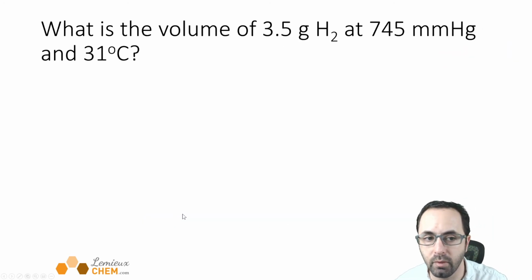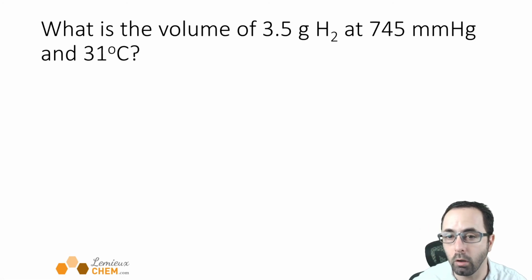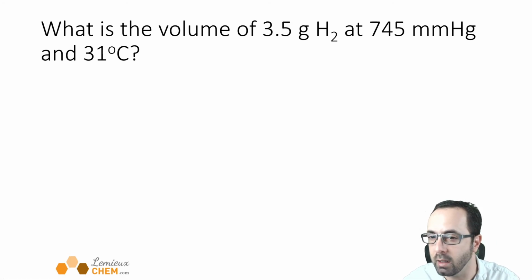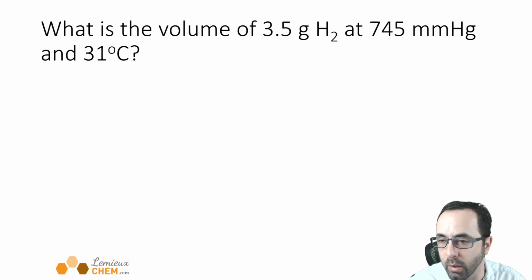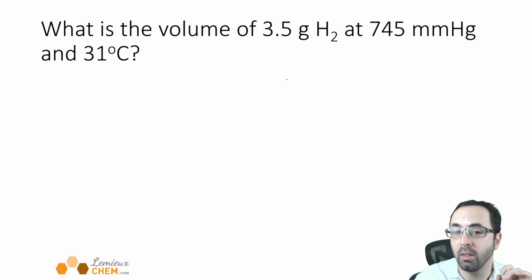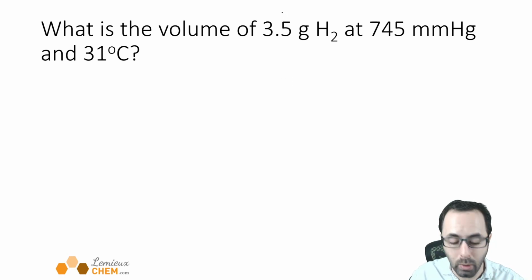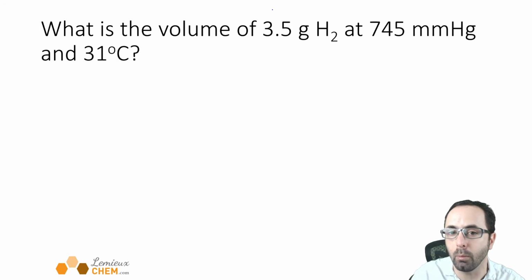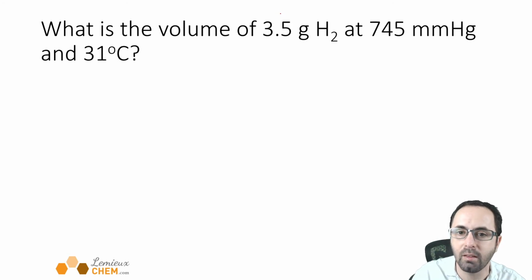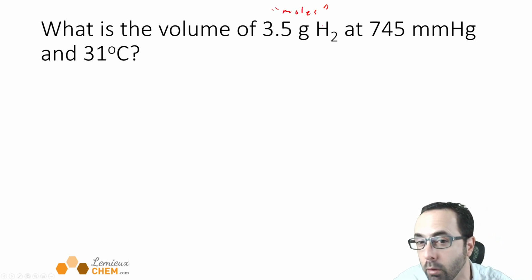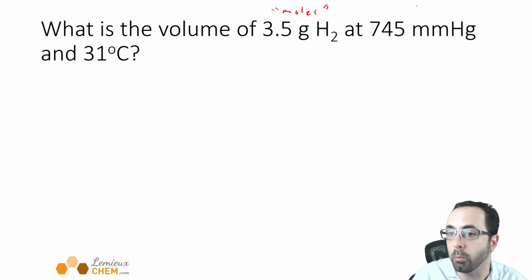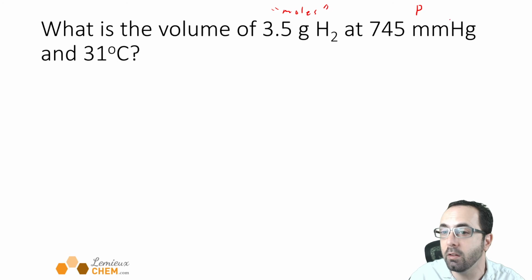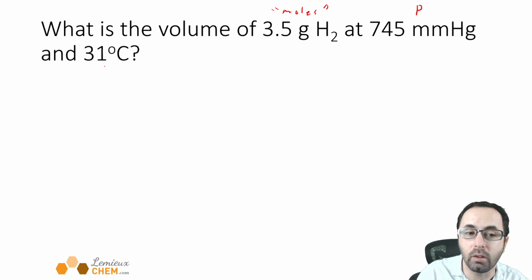So here's an example of this type of problem. It says, what is the volume of 3.5 grams of H2 at 745 millimeters mercury and 31 degrees Celsius? So notice this is grams, but we can get this to moles. We're just going to say this is our moles because we can turn grams into moles. Here, this is our pressure, P, but we need to turn it into atmospheres because right now it's in millimeters mercury. Finally, this is our temperature.